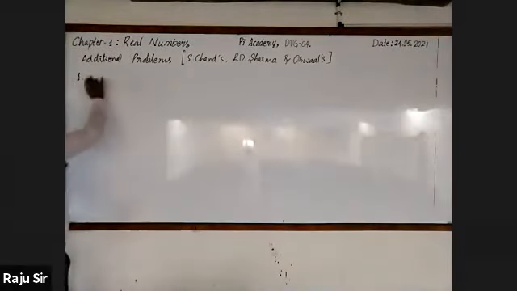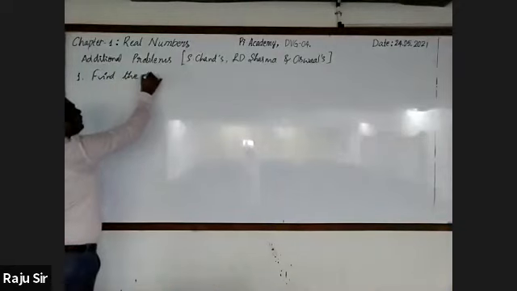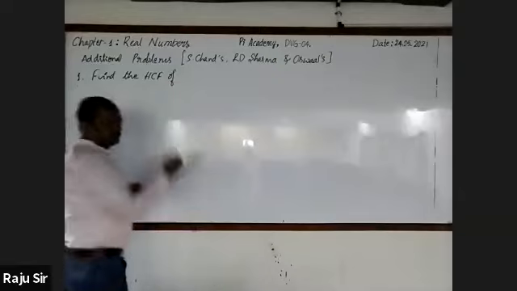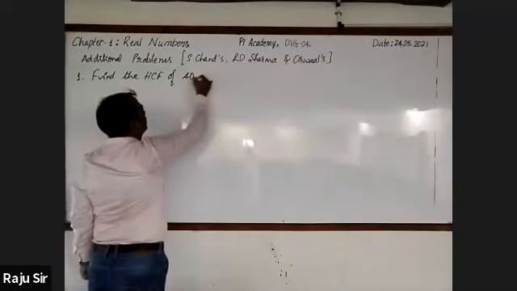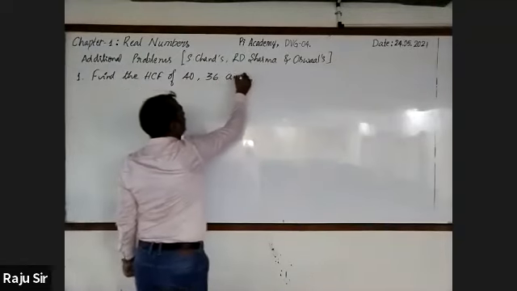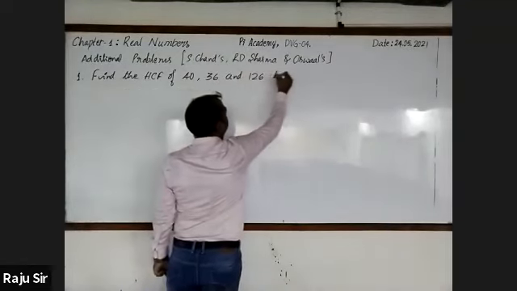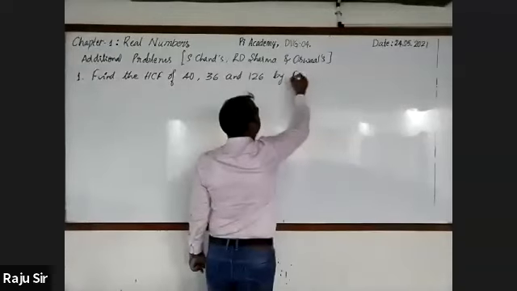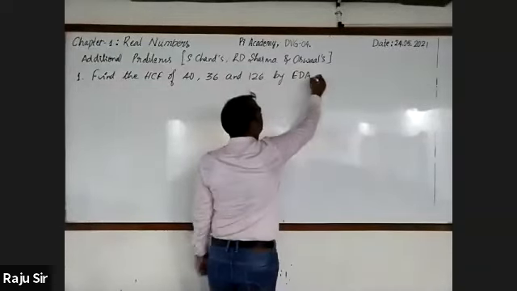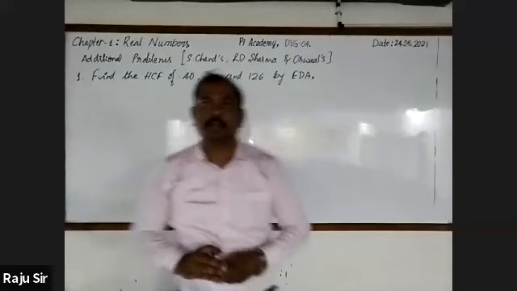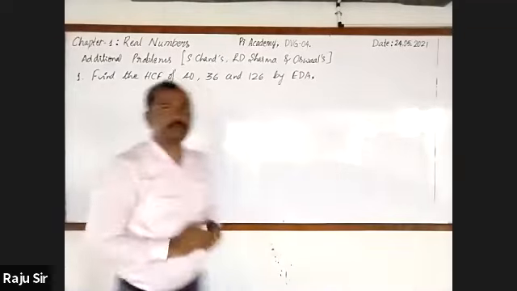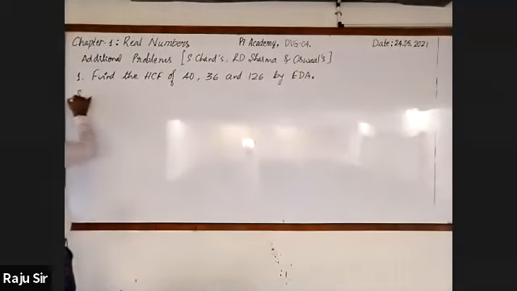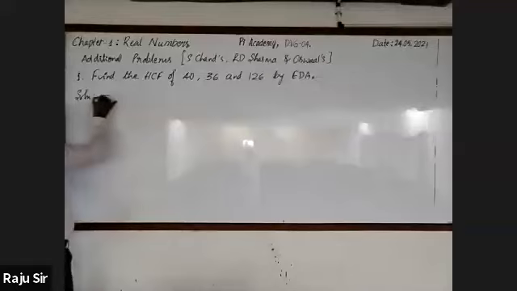First one. Find the HCF of 40, 36 and 126 by Euclid's division algorithm, or else Euclid's division lemma. Let's find out. Solution. Please go on writing with me.